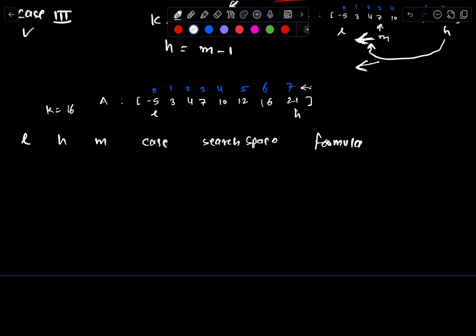Okay. Now my L is 0 right now. H is 7 right now. So M is 3. My M is here. So A of M is 7, and K is 16. So 16 is greater. That means K is greater than 7.